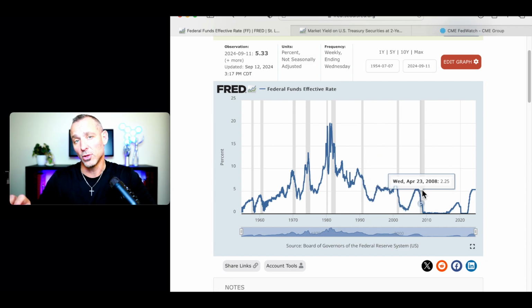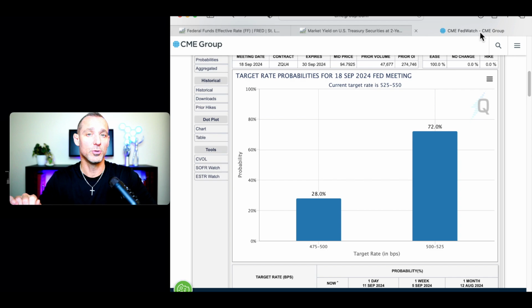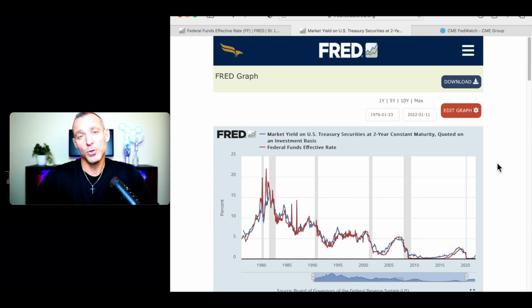It certainly looks like every time they drop rates, it's followed by a recession. So it doesn't look like it's a good thing. And if we zoom in, what does it look like is about to happen with us? Well, if you look at the CME watch tool, they say that there's a 72% probability of dropping interest rates.